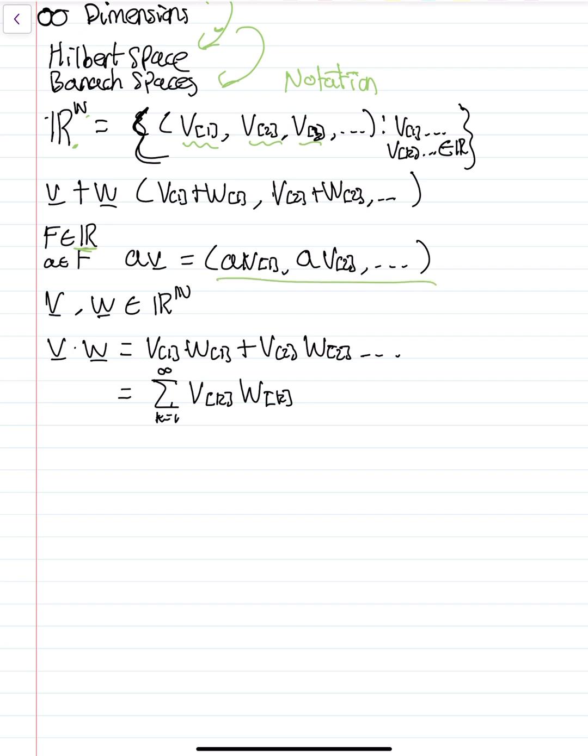And finally, I can define a dot product on R to the n. And that's just going to be, as you're usually familiar with, a number, actually a scalar, so it's going to be v1 times w1 plus v2 times w2, etc., where I just multiply each of these components. And I'm going to write that as a sum from k is 1 to infinity of vk times wk.